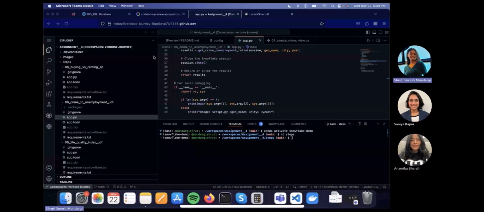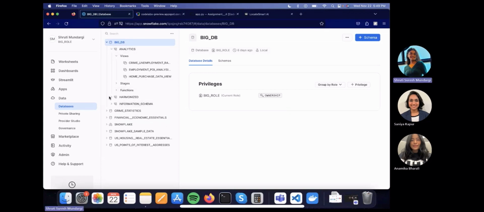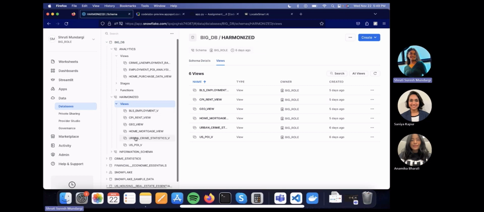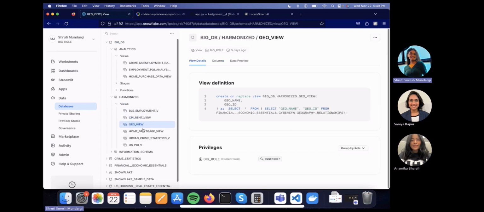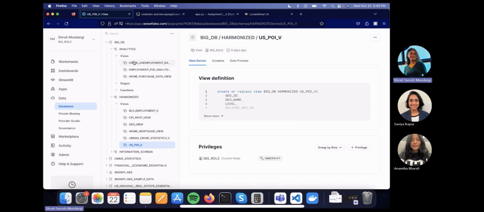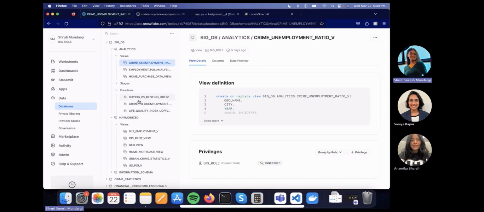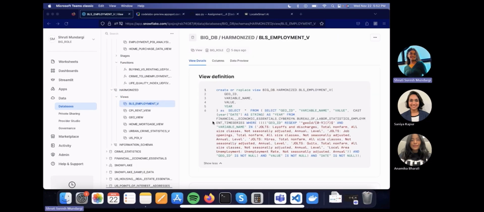Okay, so let me take you through our Snowflake database, and let me share my screen. So this is our Snowflake database. We have the 6 views which we have created from the 4 data sets as Saniya mentioned. These 6 views are further used to create our SQL processes and our functions. So these are the 6 views that Saniya was talking about.